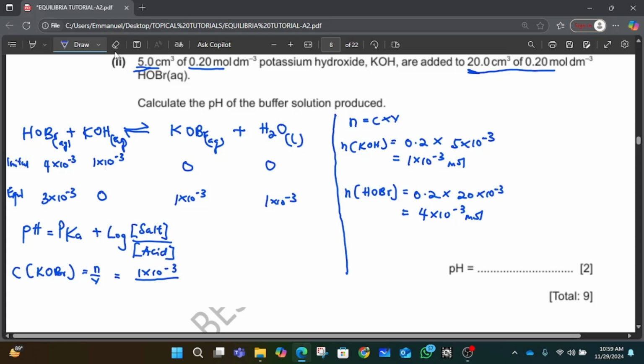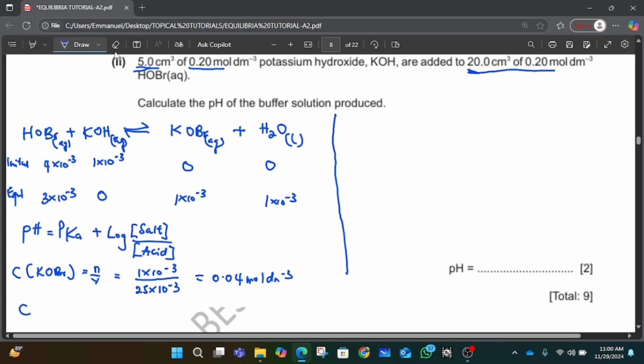And so the final volume is 25 centimeter cube, but we convert this to decimeter cube, so that will be 25 times 10 power minus 3. And this gives us 0.04 mole per decimeter cube. The concentration of the acid, HOBr, is also equal to 3 times 10 power minus 3 mole divided by the total volume of solution, 25 times 10 power minus 3. And this also gives us 0.12 mole per decimeter cube.